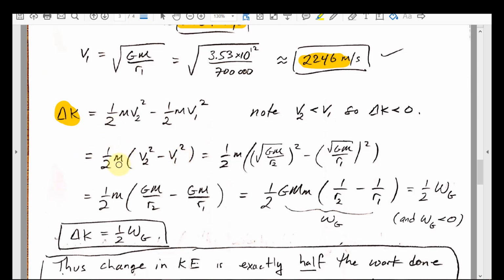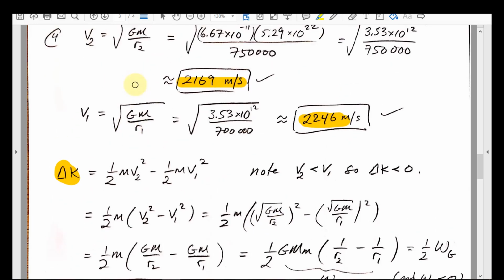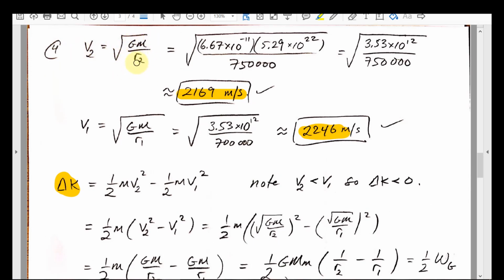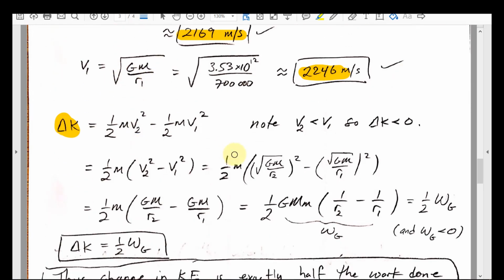So I'm going to factor out that m, assuming that it was the same in both terms, and factor out the 1/2. And because I have formulas for the velocity at these two different altitudes, I'll put in what those are in terms of the radius of the orbit. Right, so just like I have here, V2 can be expressed in terms of these constants and the radius 2, and V1 in terms of these same constants, radius 1. So just plug those in for the velocities, which are being squared.